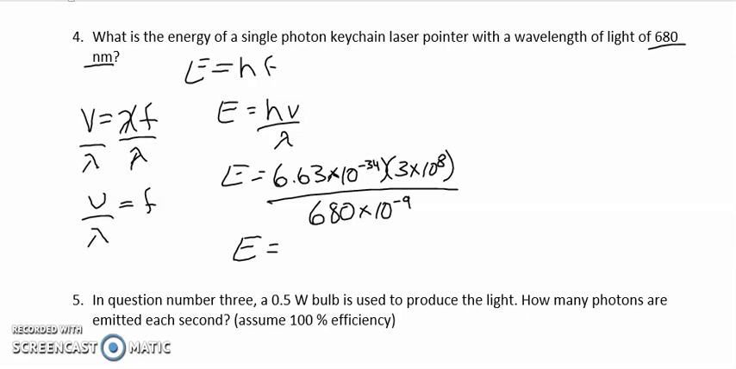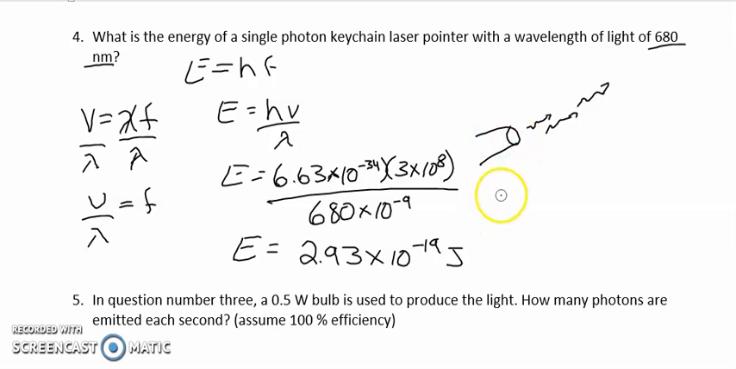Either way will work as you type that in, and you wind up with 2.93 times 10 to the negative 19 joules. What that means is that each individual photon coming from that little laser pointer each has an energy of 2.93 times 10 to the negative 19 joules.